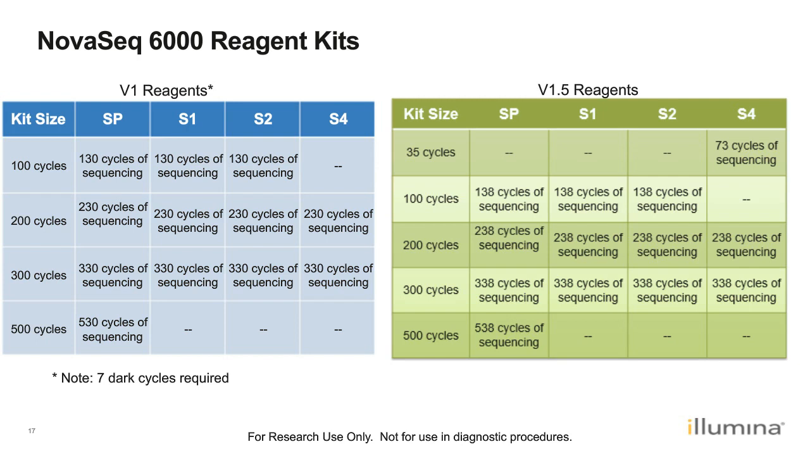Our S1 and S2 each come in a highest supported read length of 150, and these come in 100, 200, and 300 cycles. And then our S4, which was our highest output reagent kit, comes in the 200 and 300, and then the newly released 35 cycle kit. And again, I just wanted to mention that for the V1 reagents, we do have to account for the 7 dark cycles if we're doing dual indexing.